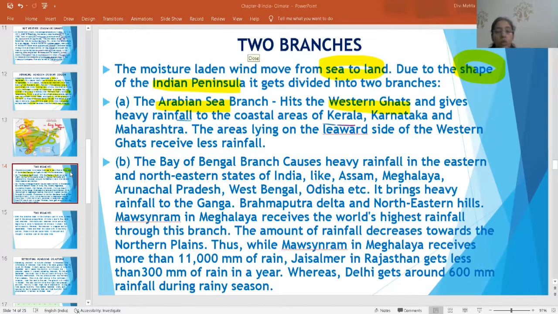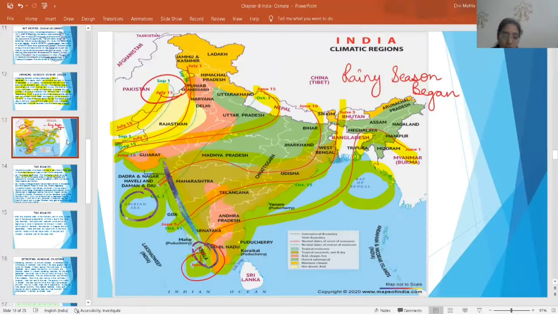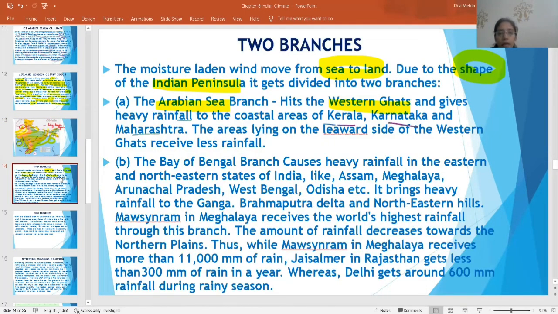Understood? So the Arabian Sea branch hits the Western Ghats, okay? And heavy rainfall comes in Kerala, Karnataka, and Maharashtra. These are the places where heavy rainfall comes. So these places are on the Western Ghats only. Maharashtra is here, Karnataka is here, Kerala is here. Done. Now they are saying, the areas lying on the leeward side of the Western Ghats receive less rainfall.